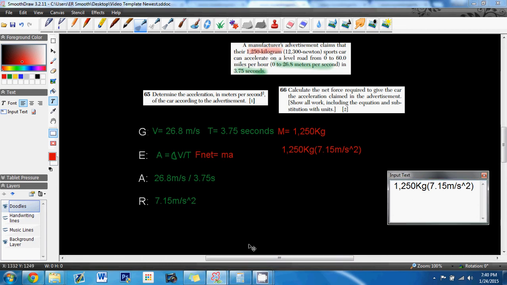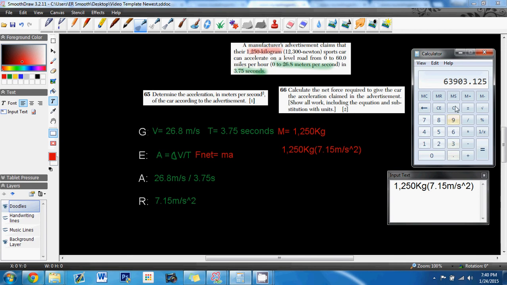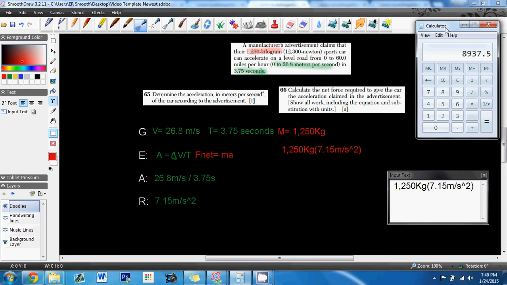Okay, so you don't have to square the 7.15. It'll be 1,250 times 7.15, which gives you 8,937.5 newtons, because a newton equals kg times meters per second squared.